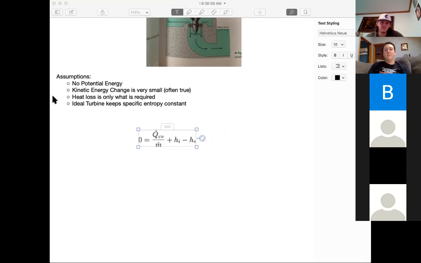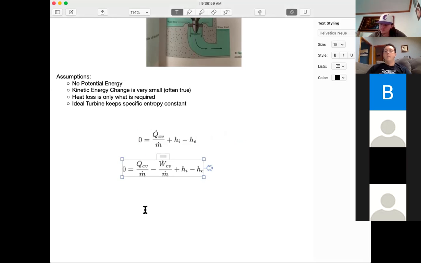All right. So if you, oh, what's wrong with this? Well, obviously, if you're talking about a turbine, you're going to have work. So I should put that in there. Sorry, forgot that component. Doing these equations like this looks better, but it's kind of clunky. There we go.